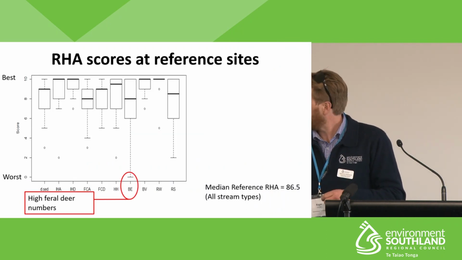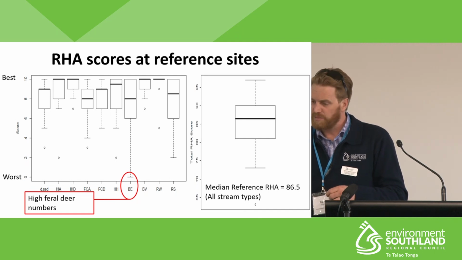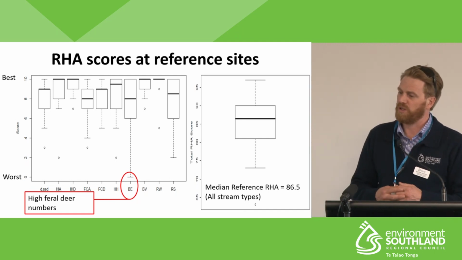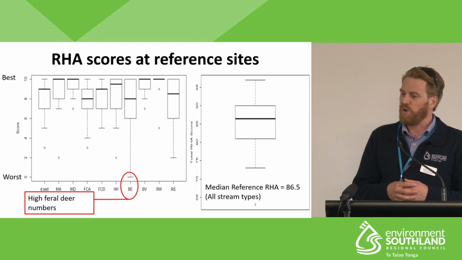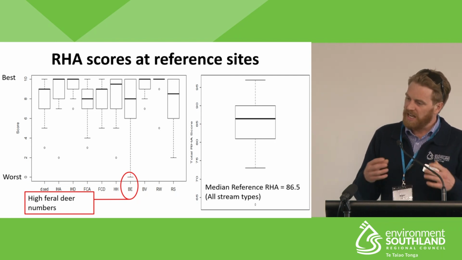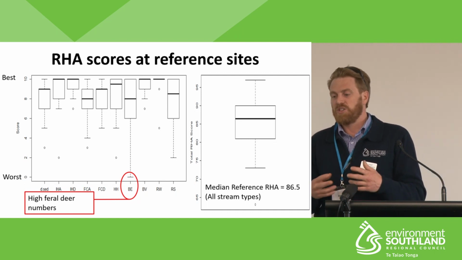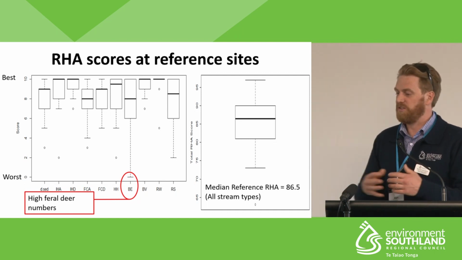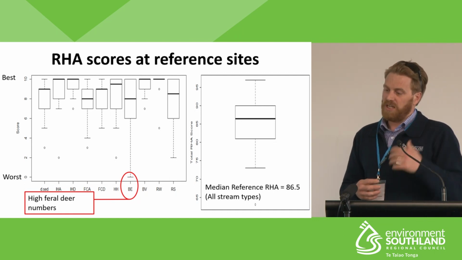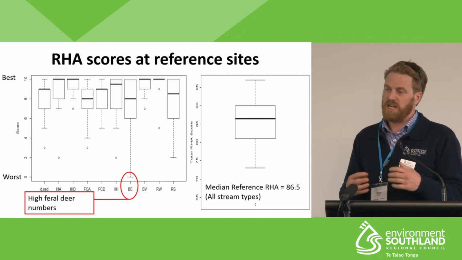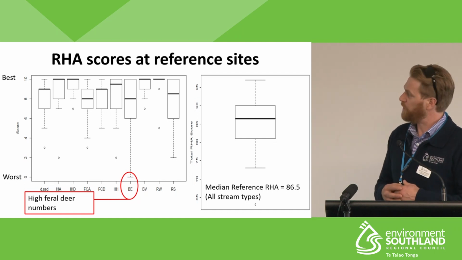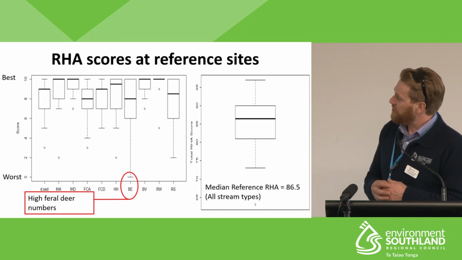So just bring the whole slide up so you can see what we're looking at. This is an overview of the 10 components of the Rapid Habitat Assessment and presents data from the 38 sites that we've collected, showing the variation across each of the components, with 10 being the best score and 0 being the worst score for each of those components.